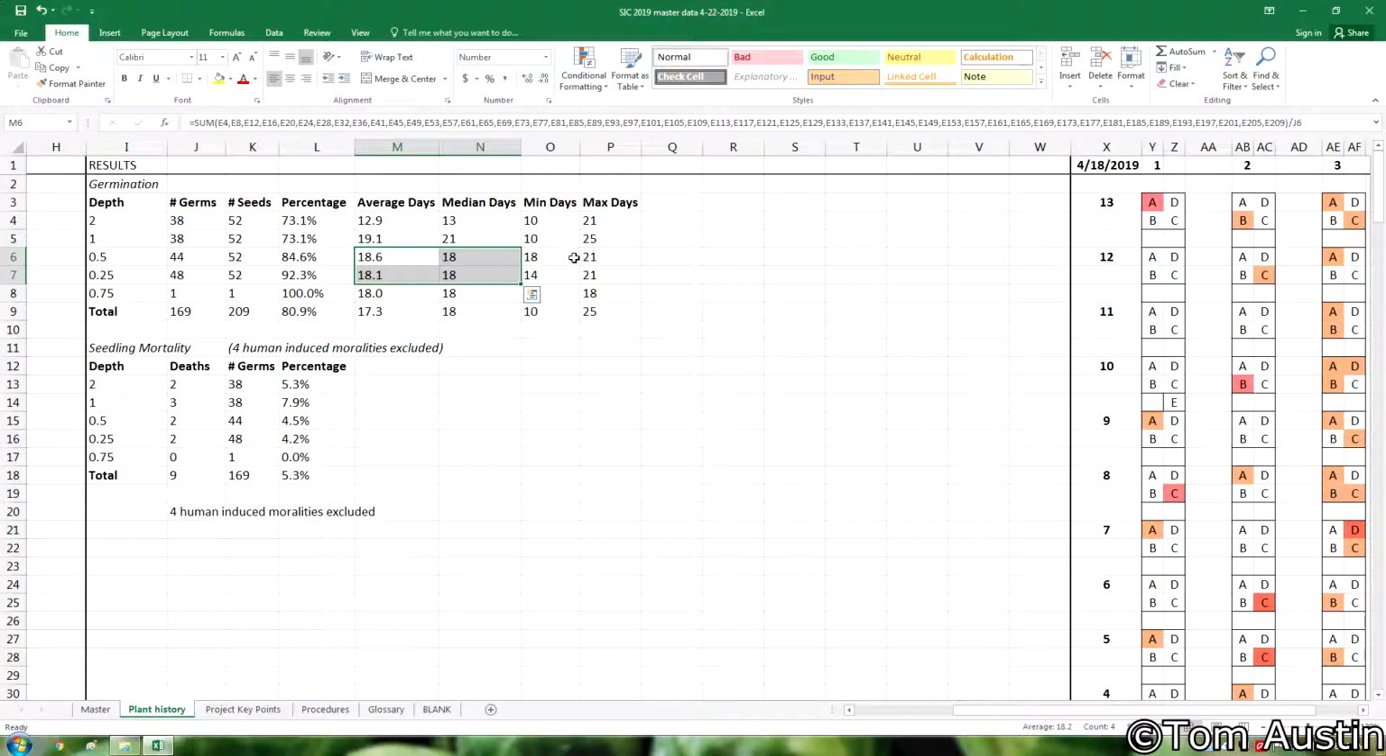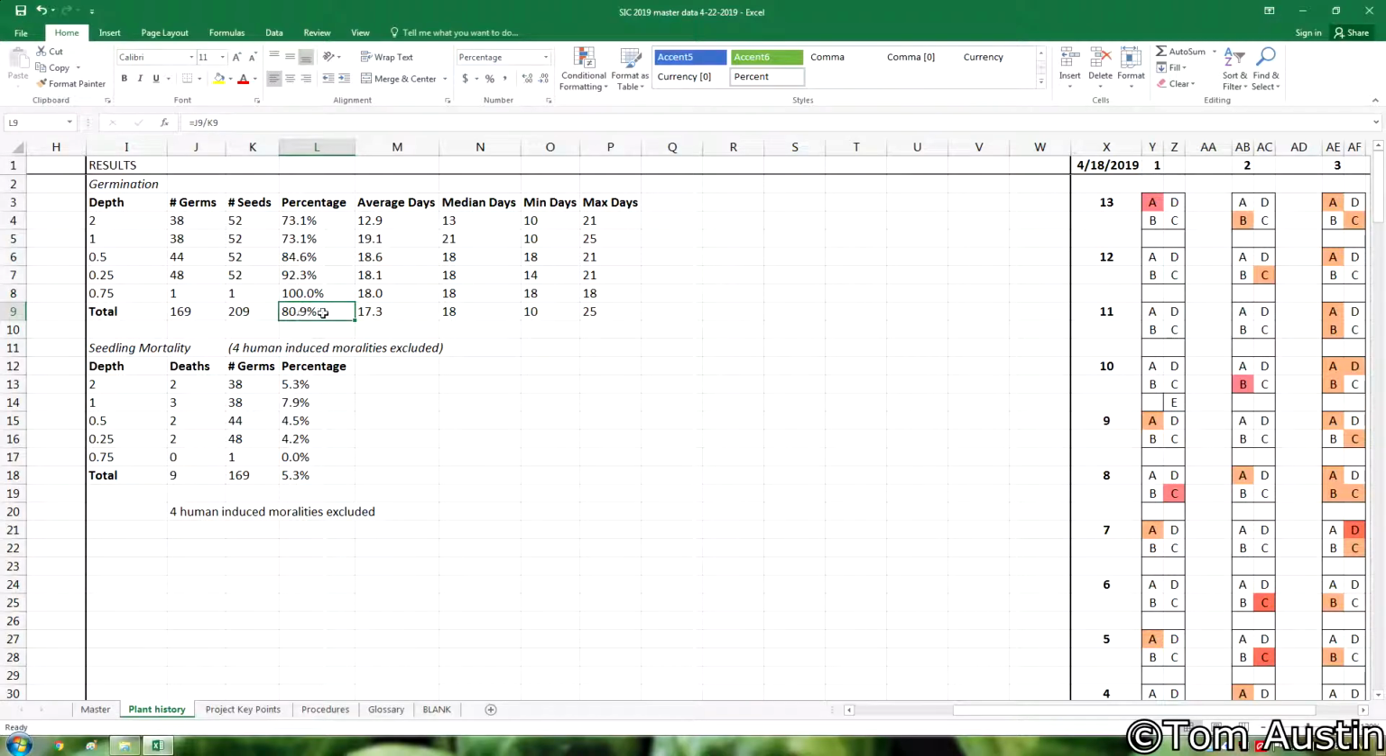And also to note over here are the minimum days. The minimum days required until germination was 10 for both 2 and 1 inch plants, but it was 18 for 1/2 inch plants and 14 for 1/4 inch. And the maximum over here seems to indicate a similar pattern, with once again the 1 inch plants being the outlier, with the last plant to germinate taking 25 days.